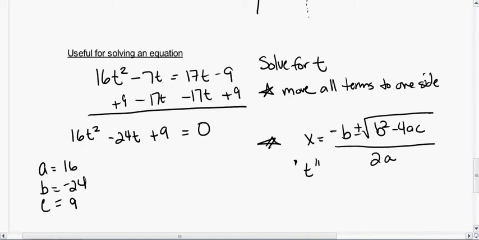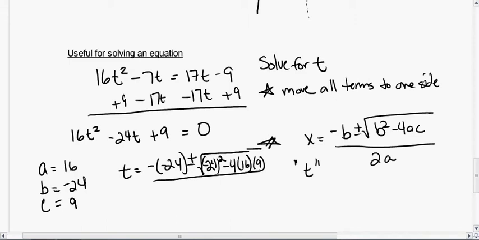Go ahead and plug that into the quadratic formula. So t equals the opposite of b, so a negative negative 24, plus or minus the square root of negative 24 squared minus 4 times 16 times 9, all over 2 times 16.